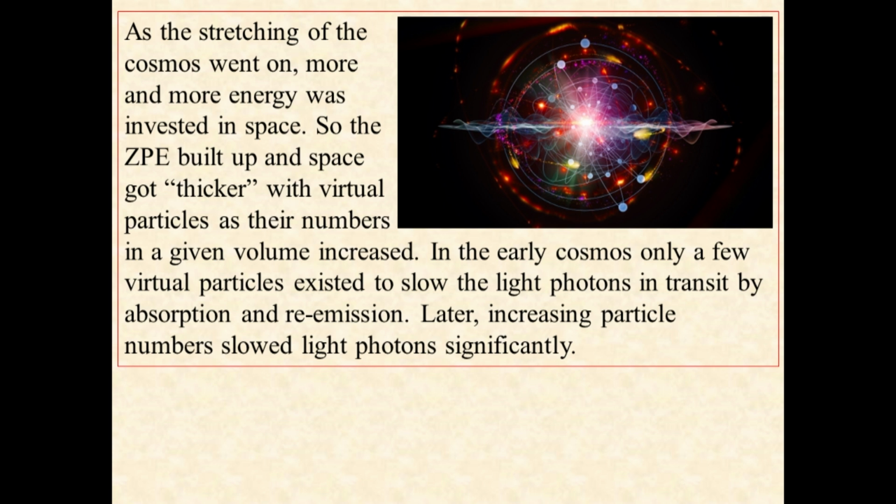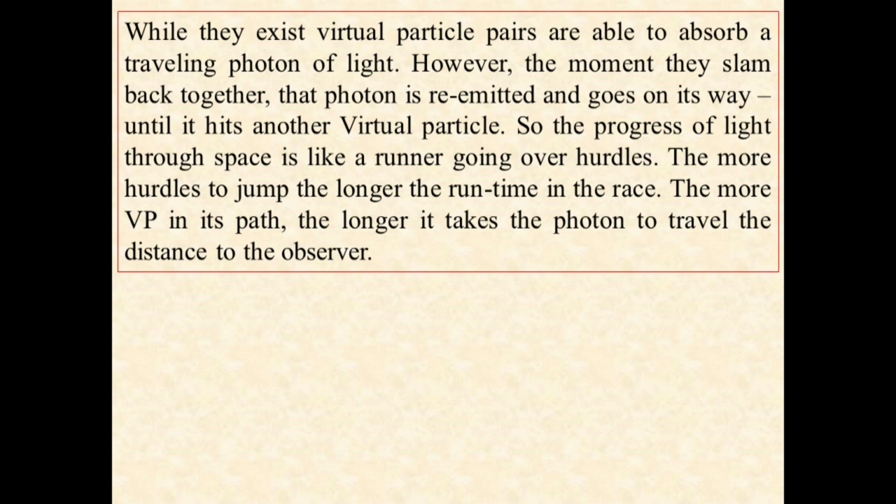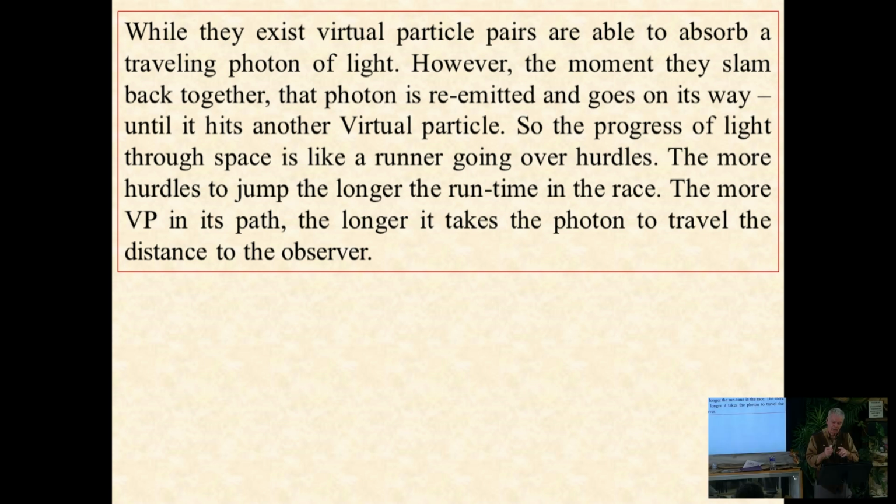In the early cosmos, only a few virtual particles existed to slow the light photons in transit by absorption and re-emission. When it hits one of those, it's absorbed and re-emitted. Later, increasing particle numbers slowed light photons significantly. While they exist, virtual particle pairs are able to absorb a traveling photon of light. However, the moment they slam back together, that photon is re-emitted and goes on its way until it hits another virtual particle. So the progress of light through space is like a runner going over hurdles. The more hurdles he has to jump, the slower is his running time.